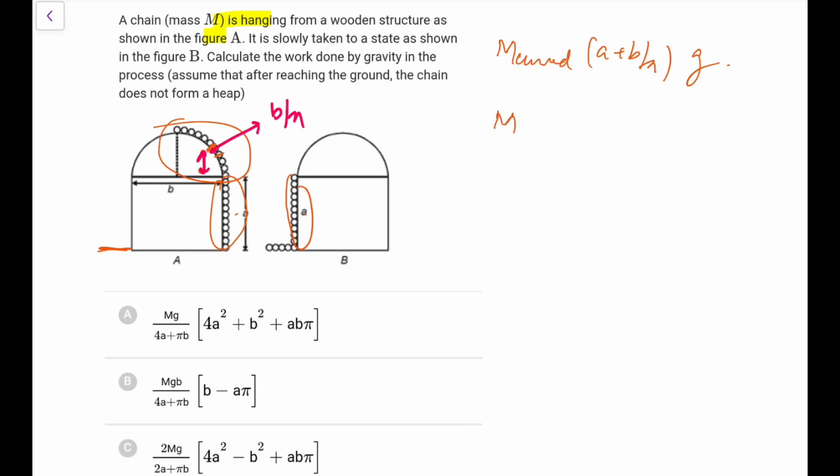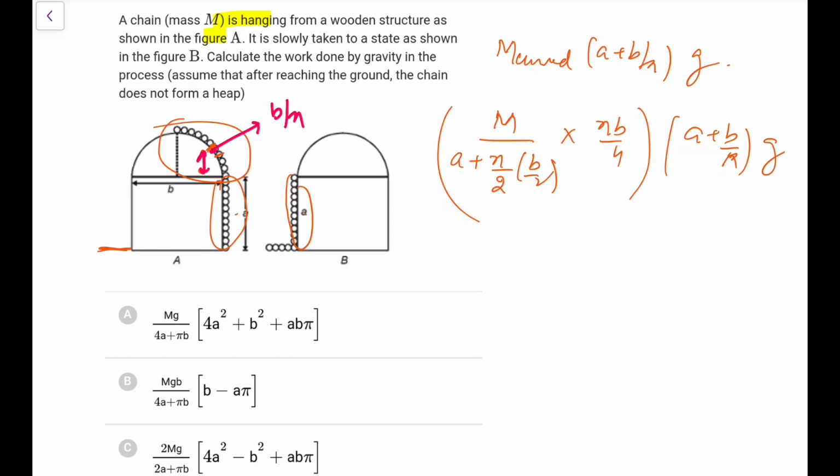And what is the curved path mass, that is m, this is the total mass upon total length. I can write total length is a plus pi by 2r, and r is b by 2. Now multiplied by the length you have calculated as pi b by 4 into a plus b by pi into g, that is what you are getting.